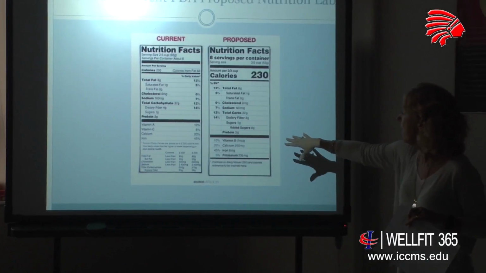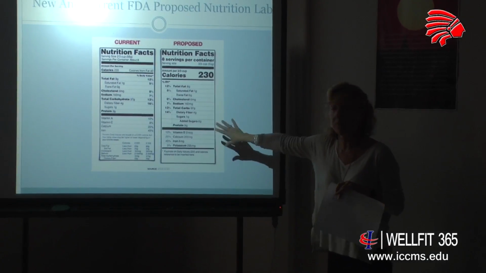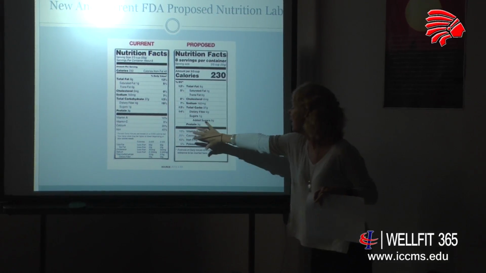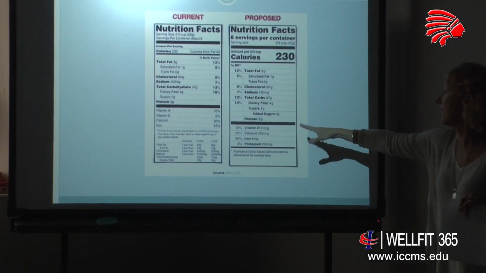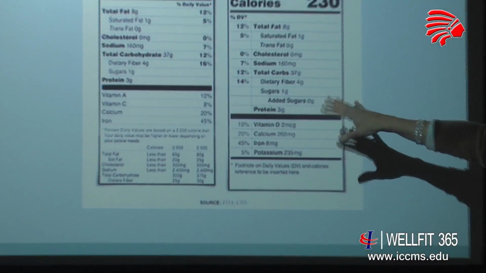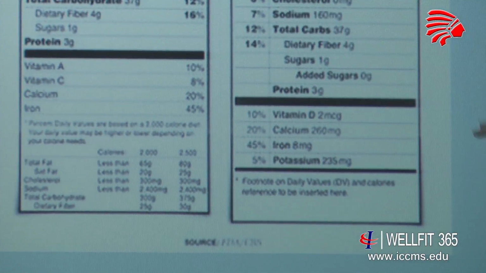And then also they'll put the amount of the vitamins that they're putting into it. Instead of just the percentage, they're going to put, like, 260 milligrams of calcium instead of just like 20%. So they'll list how much.